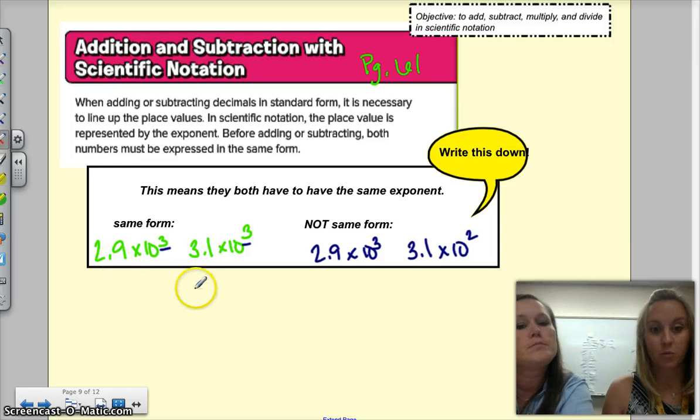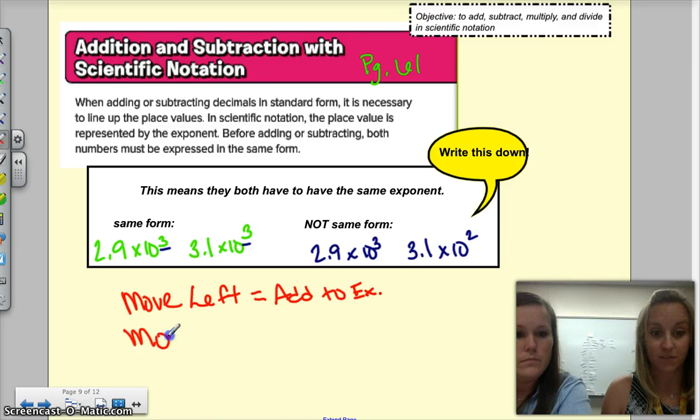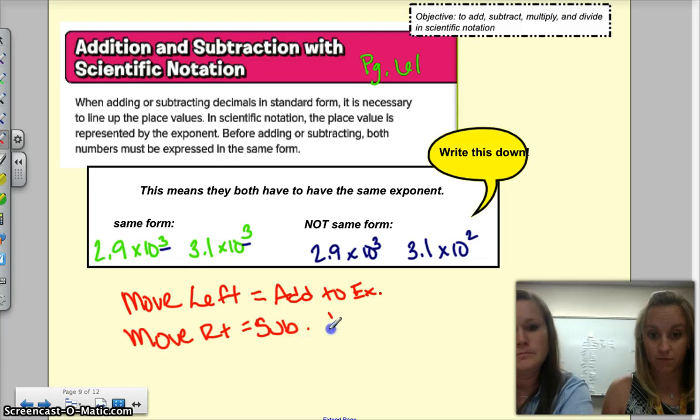So write this down here. If you move left, you add to the exponent. If you move right, so this is different than the number line, you're going to subtract from the exponent. You'll see what we mean in just a second.